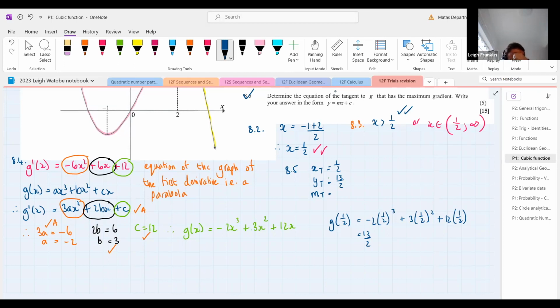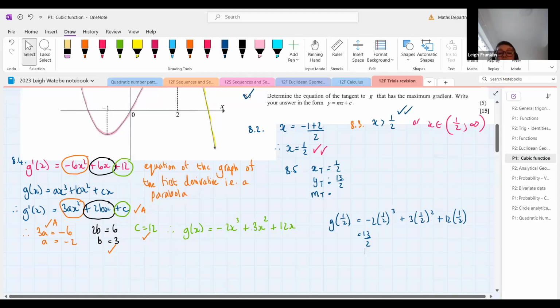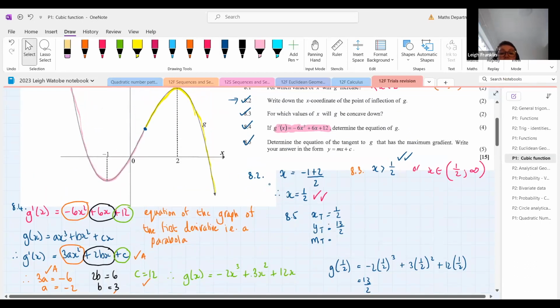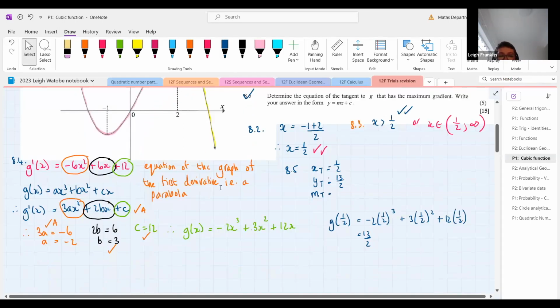Okay, next point. All right, now we need the gradient at the point of tangency. So how are we going to work out what this maximum gradient is? What are we going to do? Can anybody tell me, how are we going to get the gradient? So the information is there on the screen in front of you. You just have to know what to use where in the correct way. How are we going to work out the gradient at that point?